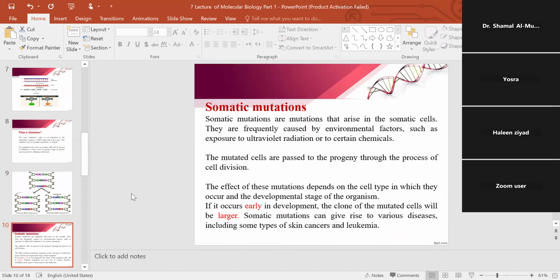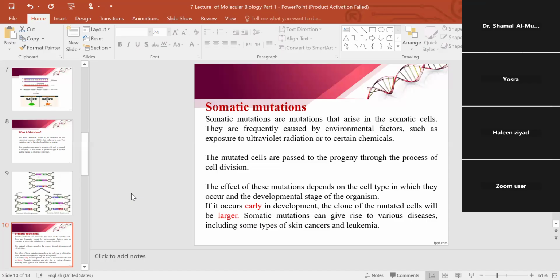About the somatic mutations. Somatic mutations are mutations that arise in somatic cells, as I told you before. They are frequently caused by environmental factors, such as exposure to ultraviolet radiation. Any radiation can make a change or a mutation in the somatic body or somatic cells.